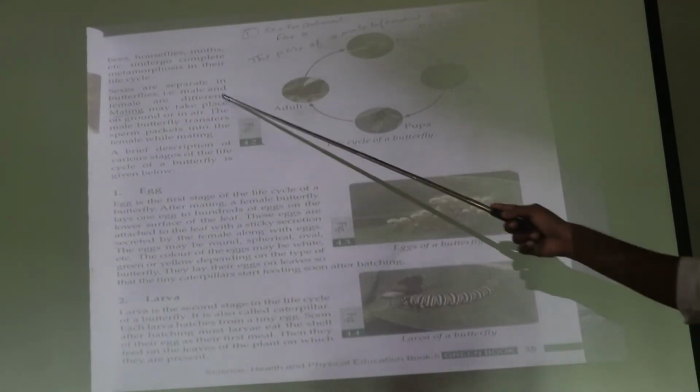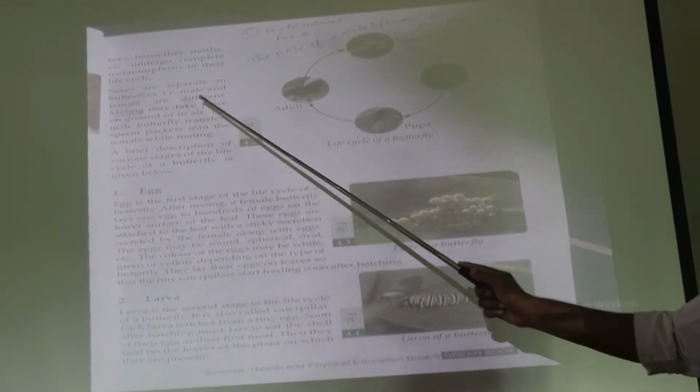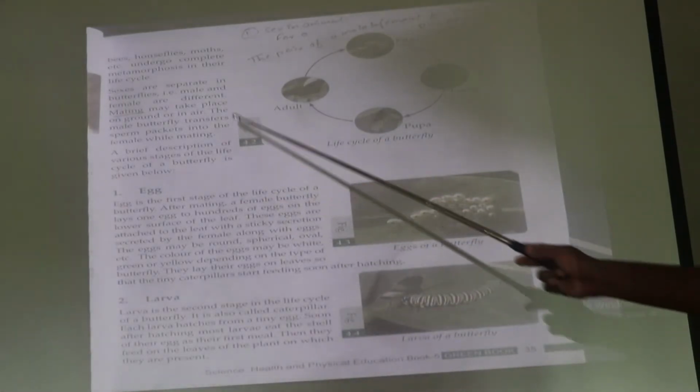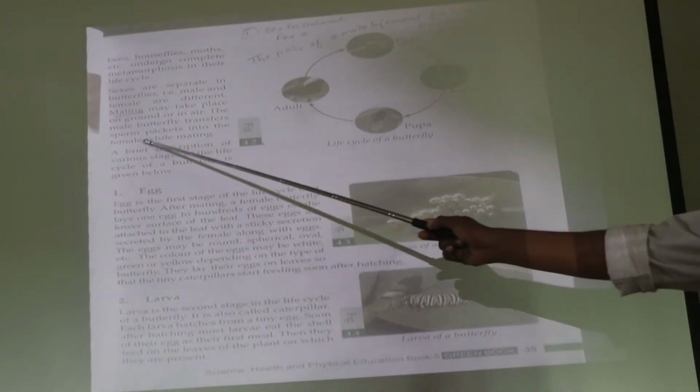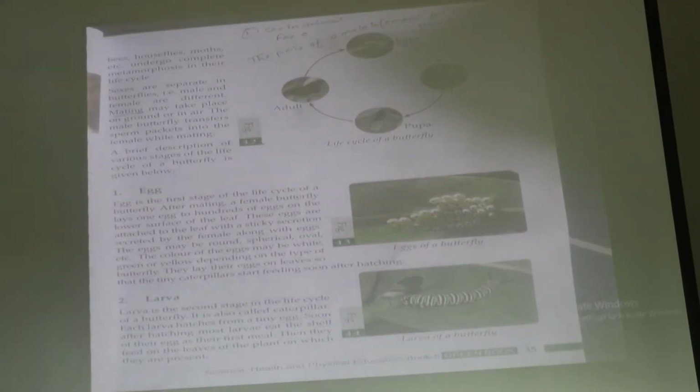Sexes are separate in butterflies, that is, male and female are different. Mating may take place on the ground or in the air. Mating means the pairing of a male and female for the purpose of reproduction. The male butterfly transfers a sperm packet into the female while mating.